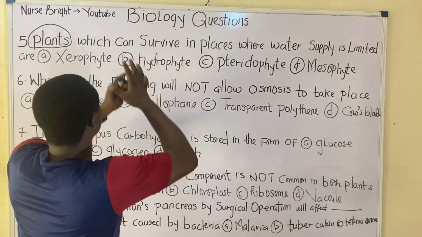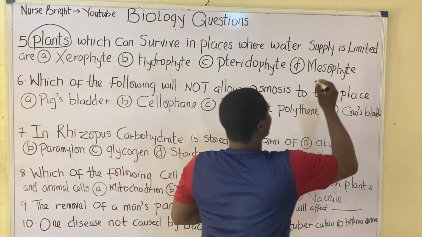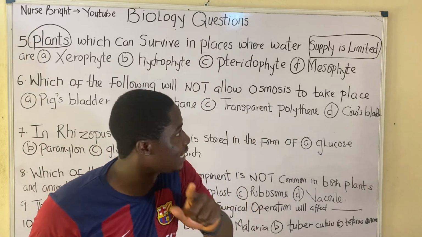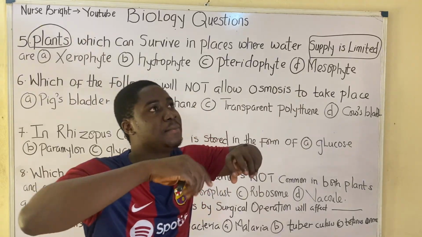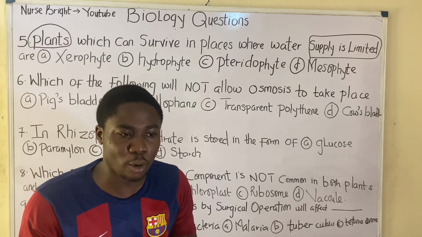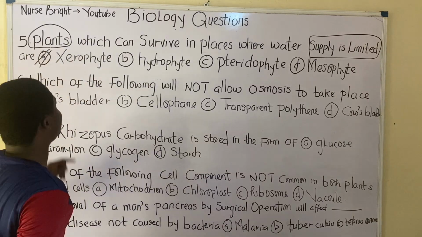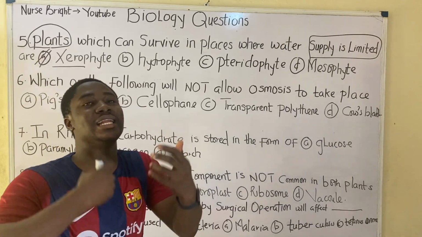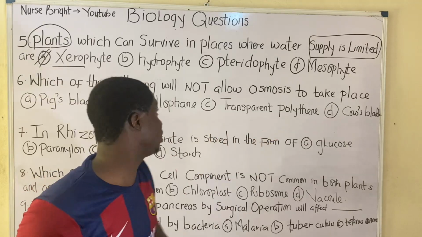But they're asking us which set of plants can actually survive where water supply is limited. The word limited means that water supply is insufficient. Listen carefully. Don't mistake it for where water supply is moderate. Where water supply is limited, meaning that water supply is not adequate, it is insufficient, but with this, they can still survive. They are called xerophytes. You can see them here. The word xero means dry. That's why a condition that leads to dryness of the eyes is called xerophthalmia. Anything dry, xero. Do you understand?